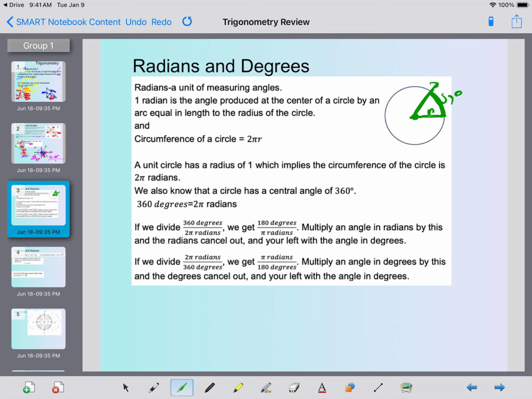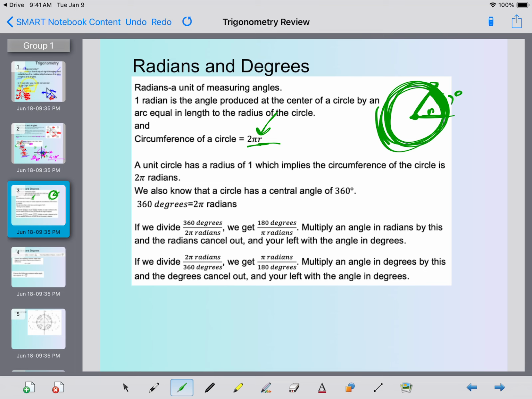Now, we know from previous years of math, the circumference formula of a circle is 2 pi r, right? And we just said if it's in radians, it's in terms of how many radiuses we're going around the circle with. So the entire circumference of a circle is 2 pi r. Remember, pi is 3.14, so 2 times that is 6.28. So it's about 6.28 radiuses around the circle.